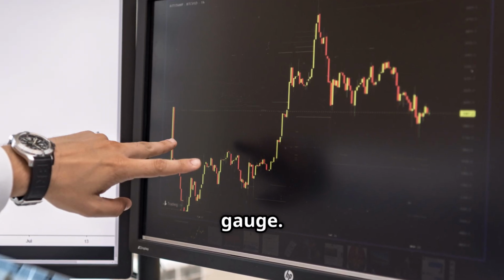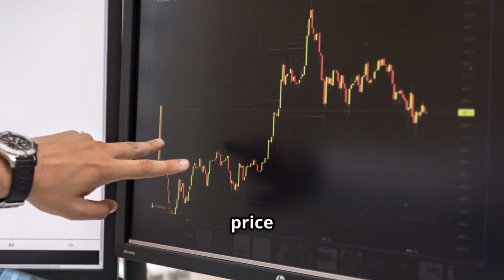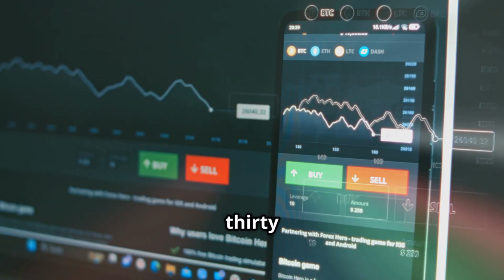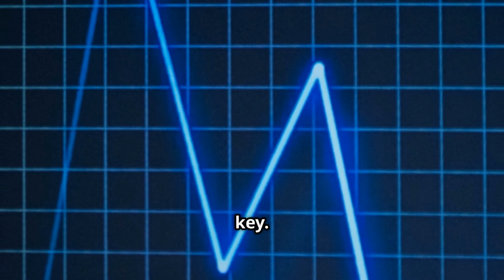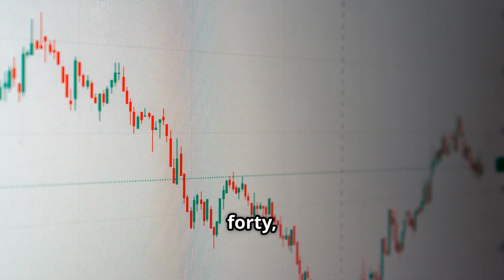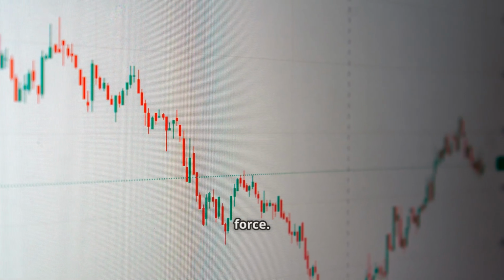Simple. Next up is the Relative Strength Index, or RSI. This is our momentum gauge. It measures speed and change of price from 0 to 100. Above 70 is overbought. Below 30 is oversold. But we use it simpler. The 50 line is key. Above 50, buyers in control. Below 50, sellers in charge. In an uptrend, we want RSI to dip toward 40, then cross back above 50 with force.